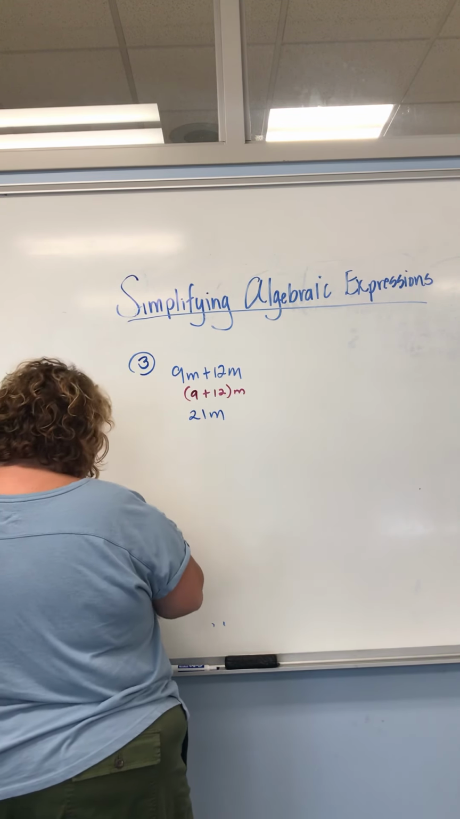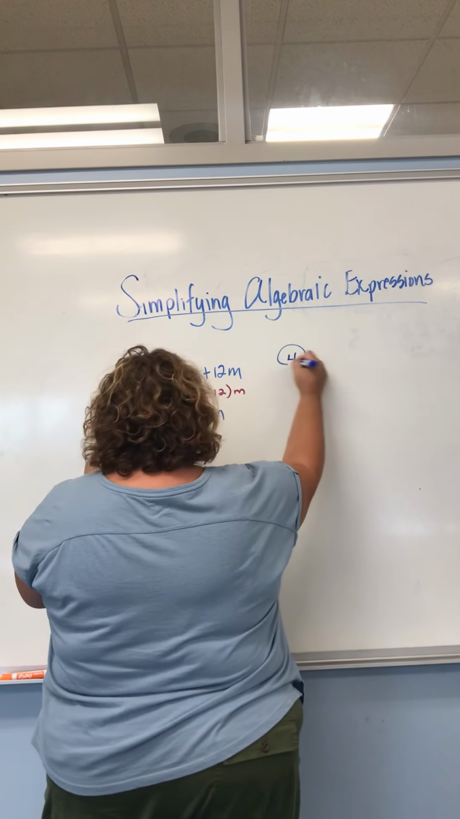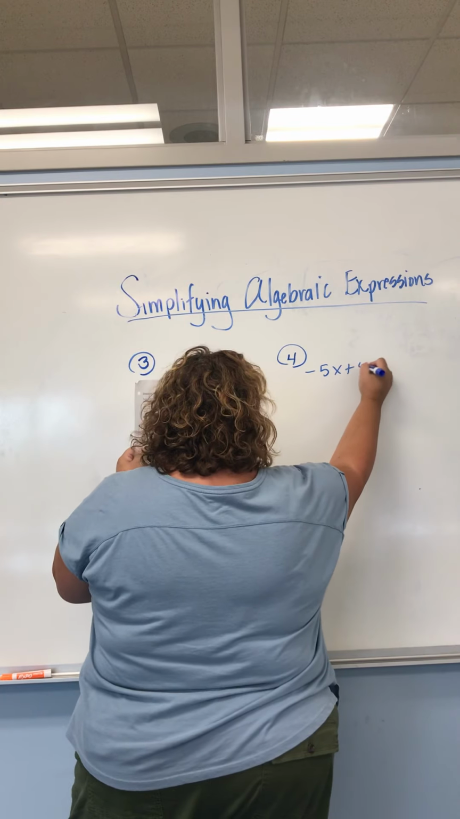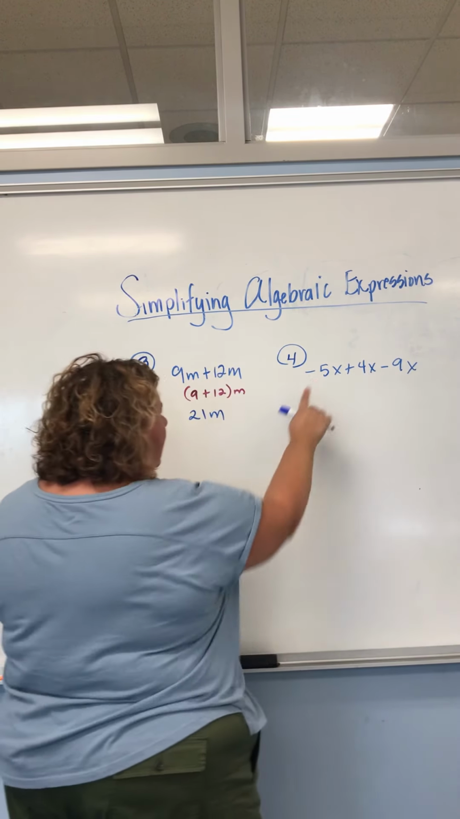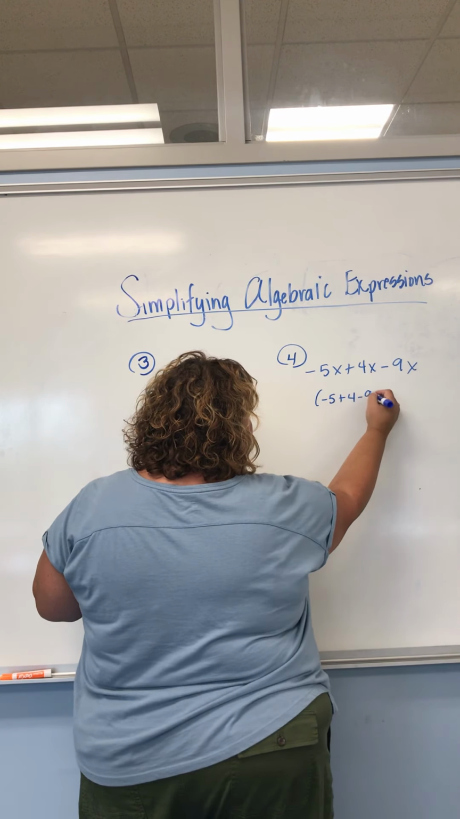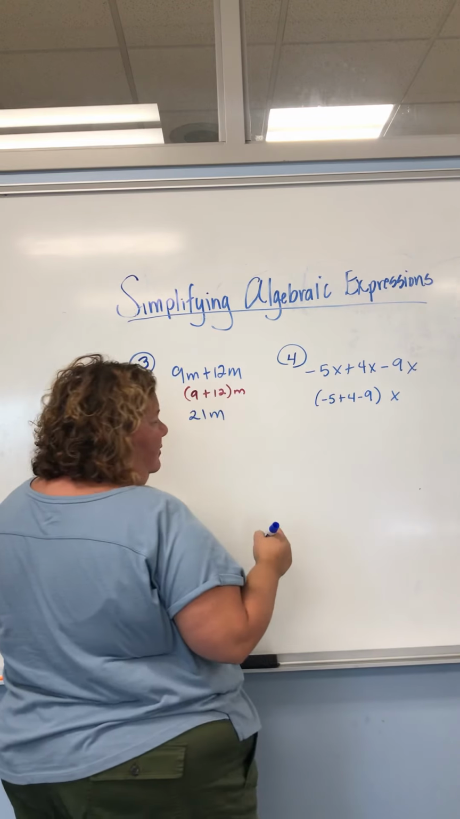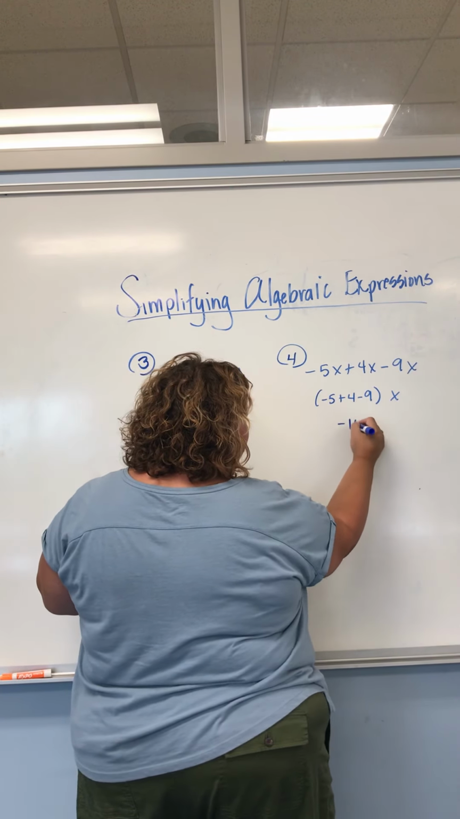Number 4, 5x, negative 5x, plus 4x, minus 9x. These are all like terms. Negative 5 plus 4 minus 9, and then with the x. Negative 5 plus 4 is negative 1. Negative 1 and negative 9 is negative 10x.